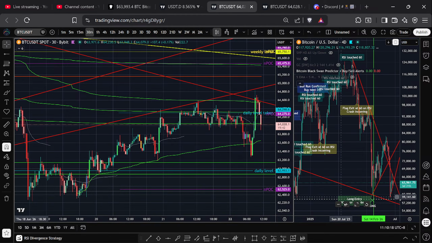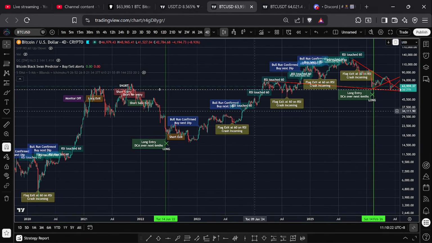Here's another interesting indicator. I have a black swan predictor that works on a 5-day chart. When you put it on 5-day, it's predicted all the black swans. This is not free.